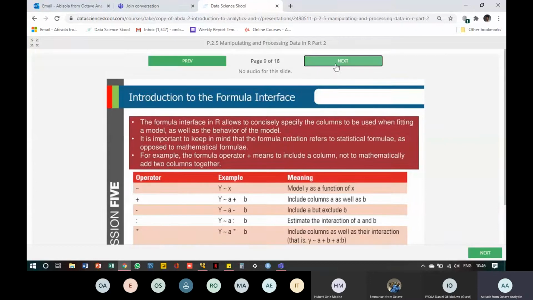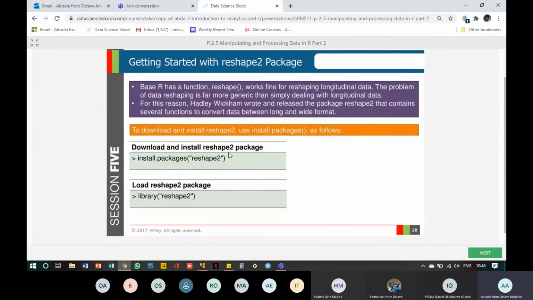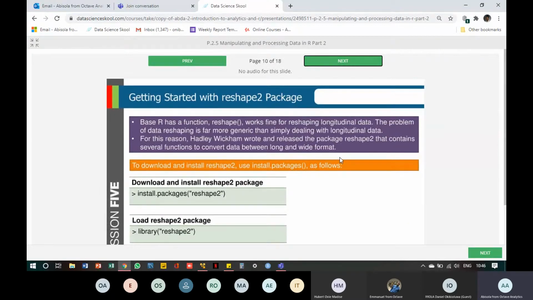Next. Okay, so the reshape package. Reshape is a package, and I've told you how you can load packages with library. You can install packages with this. I taught you that some weeks ago.